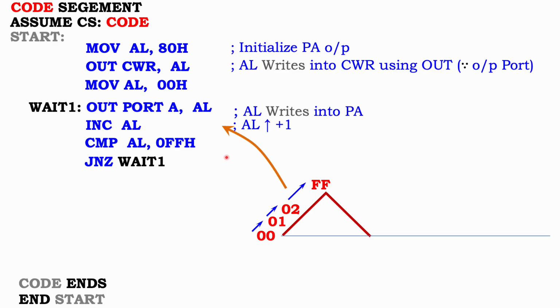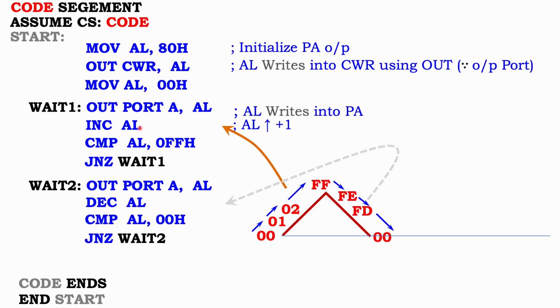So let us see what is the second loop for the fall portion. So this is the fall portion. How is it falling? FF to FE, FE to FD, and so on until 0. So let us write the second step of the analog output, how we can achieve it. We can create the same loop but not increasing, with a decreasing. That is the only simple logic. You can easily write down the second step.